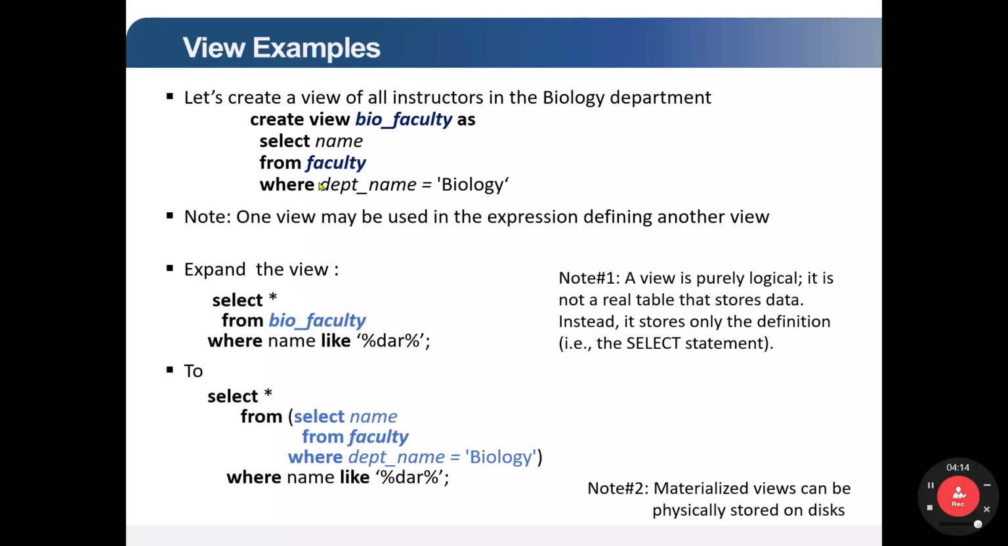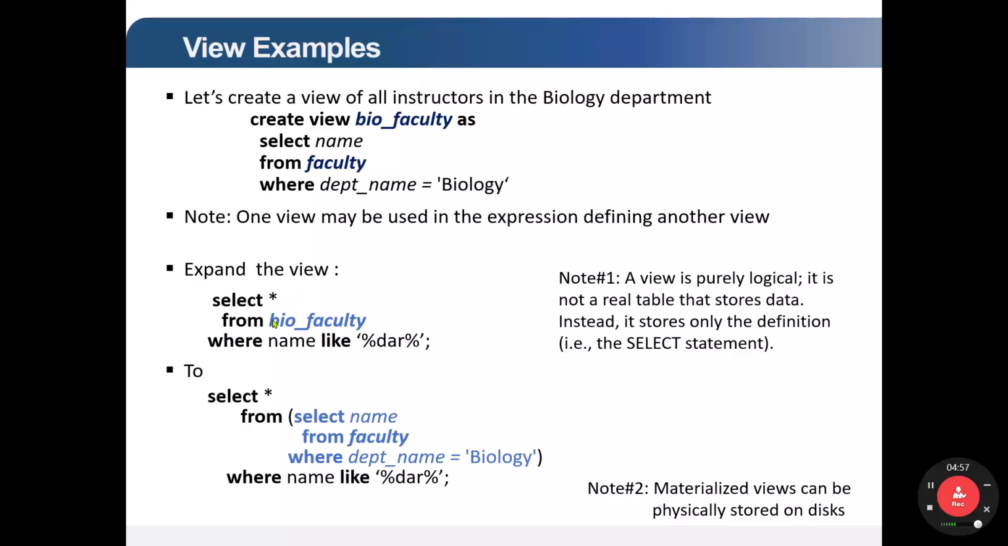And once you define the faculty view and bio faculty view, you can use those views just like normal regular tables. So this bio faculty will behave as if it is a regular table. So when you select everything from bio faculty where name is like this pattern, then only the bio instructors' name, ID, and department name will be selected from this query. And of course, the salary column will not be shown because bio faculty is based on the faculty view, and the faculty view doesn't have that salary column.